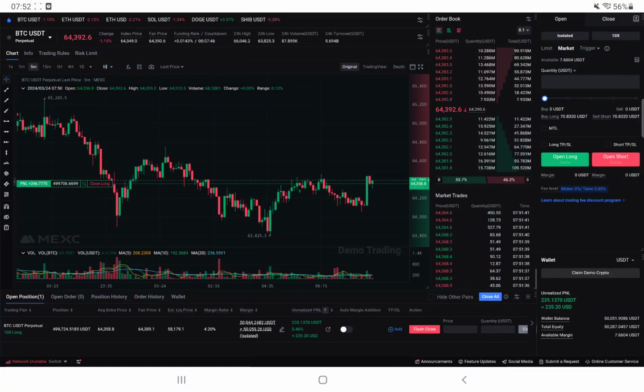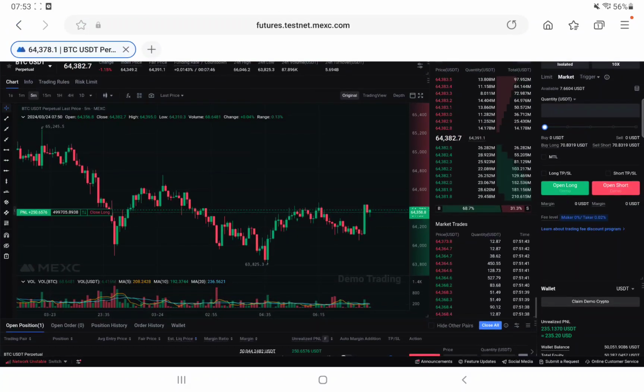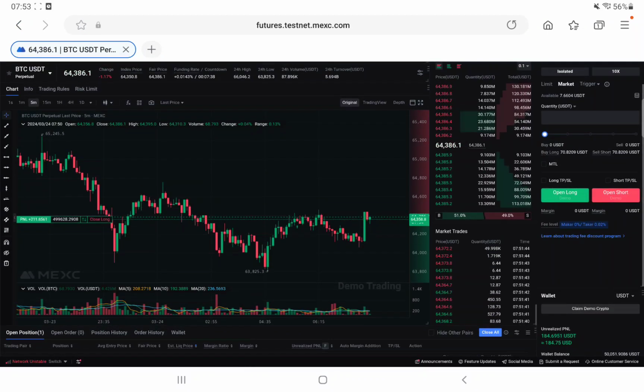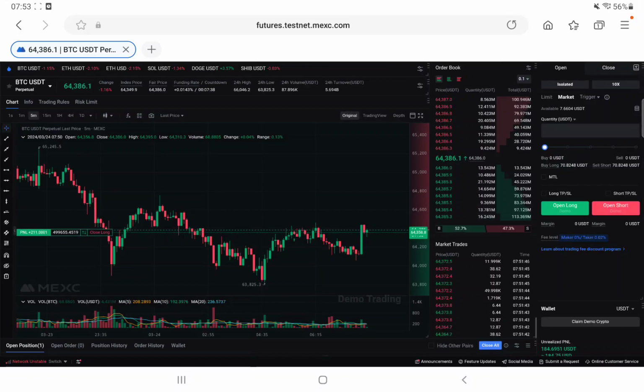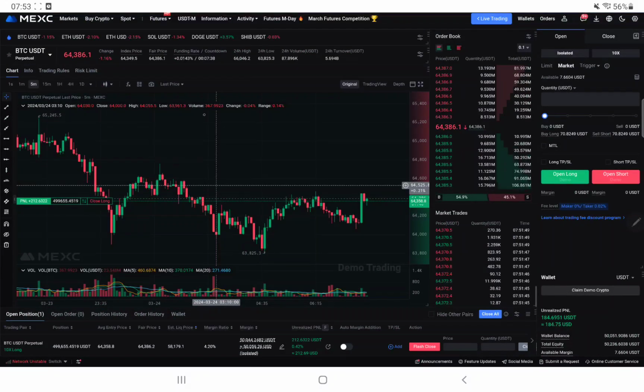But first off, this is our trading software. So they'll explain everything to us while this trade closes, which is probably going to take a while. I'm going to have to do it on my phone.